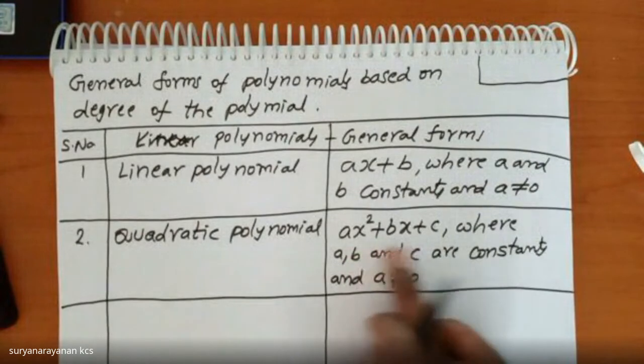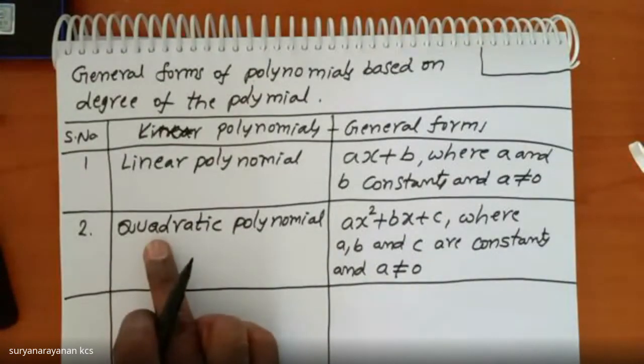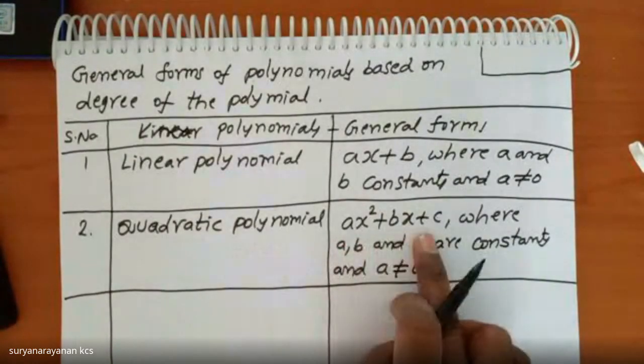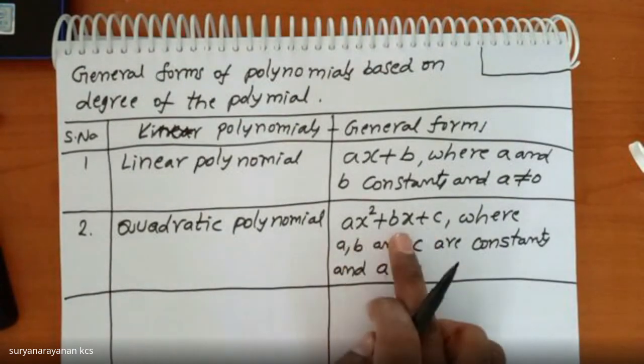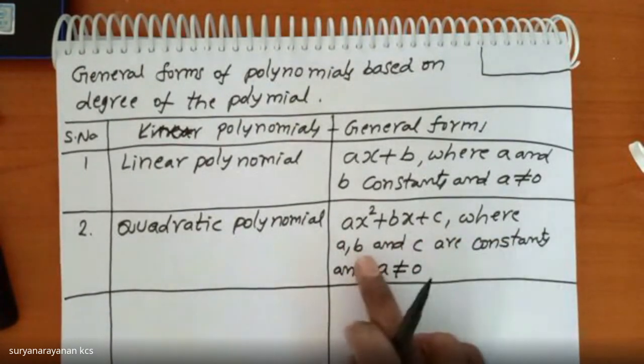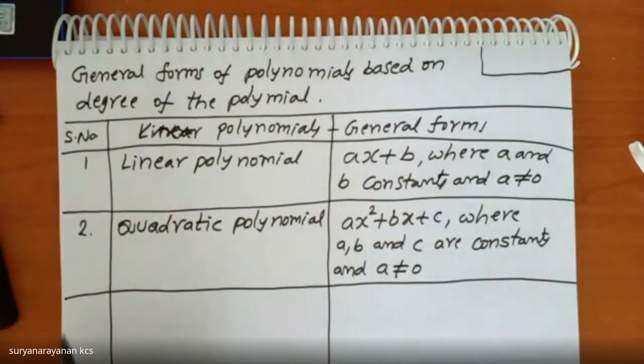So this is the general form of a quadratic polynomial. What is the degree of this polynomial? Tell me. So 2. So this is called quadratic polynomial. This is the general form of a quadratic polynomial: ax square plus bx plus c, where a, b and c are constants and a is not equal to 0. Similarly, cubic polynomial.